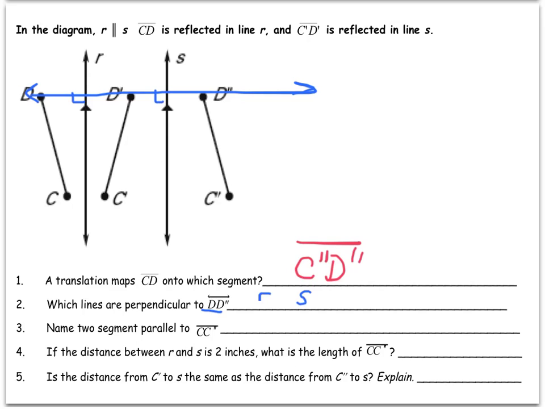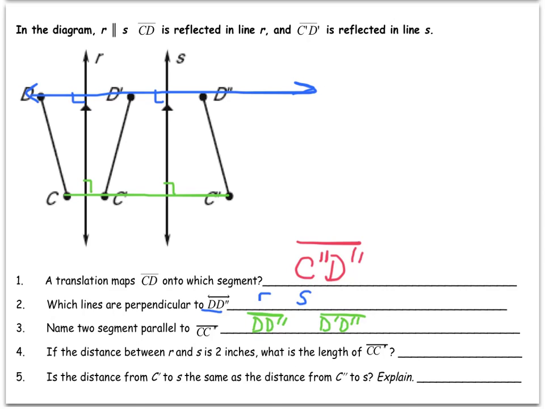Looking at segment C, C prime, we're asked to name two segments that are parallel to C, C prime. So clearly one of the segments could be D, D prime, and then a second one could be D prime, D double prime. So we'll write D, D prime, which is parallel, and D prime, D double prime. Now, we know that these are parallel because we have that this segment is perpendicular to both of the lines. So we have two lines that are both perpendicular to the same line, making them parallel.